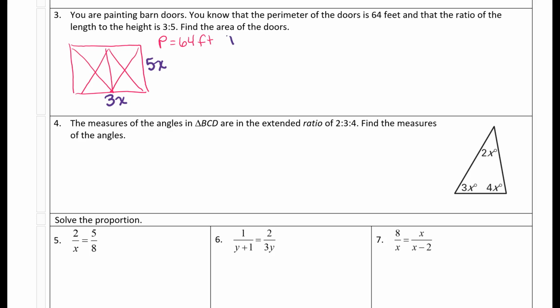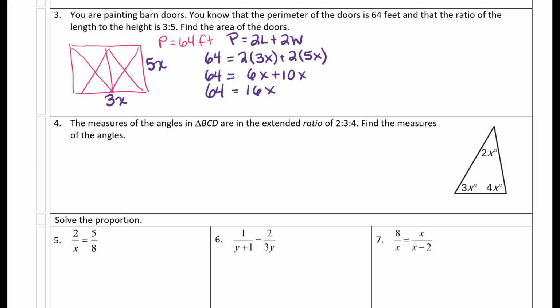So we can put x's with the 3 and the 5x. Whatever the x will be, the ratio must stay true of a 3 to 5. So we can now institute the perimeter formula. The perimeter of a rectangle is 2L plus 2W, and we can substitute in what we have. So P equals 2 times 3x plus 2 times 5x. And the P we can replace, and we can actually put a 64 in there. Now, cleaning this up, 64 equals 6x plus 10x. So 64 equals 16x. Divide by 16. And I get 4 equals x.